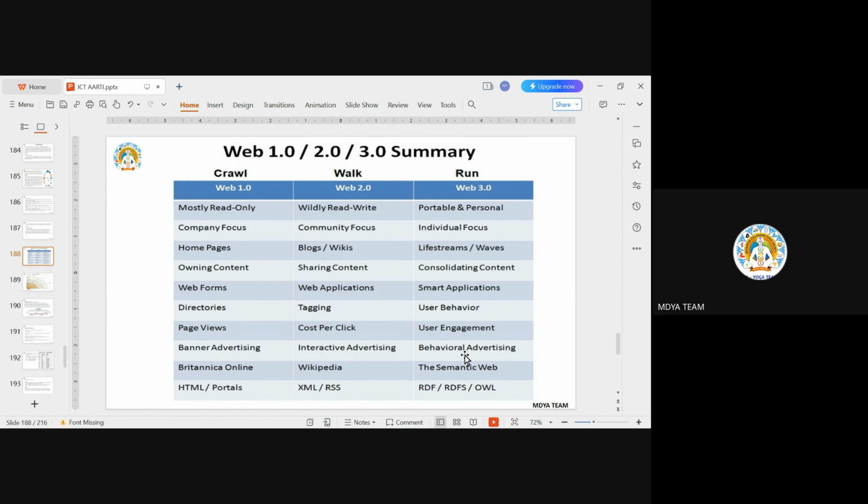Ma'am, can I summarize and then you tell me whether I've understood it correctly or not? Yes, please. So, ma'am, Web 1.0 is basically the read only type. In that, we can read the content, but we cannot write there. And in Web 2.0, we can read and write.